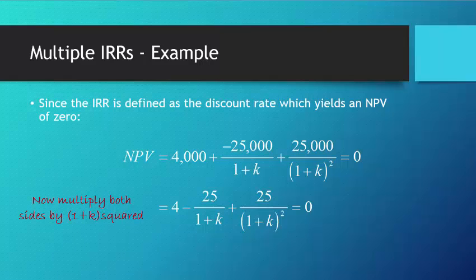Now, of course, on the right side, the equals 0 side, 1 plus k squared times 0 is still 0. But on the other side, I'm going to get 4 times 1 plus k squared minus 25 times 1 plus k, because the 1 plus k squared times that component is going to cancel one of the 1 plus k squareds, because the numerator has 1 plus k times 1 plus k, and so one of the 1 plus k's cancels out, and I get just the 25 times 1 plus k. I'm hoping that makes sense. Plus 25, because the 1 plus k squared divided by 1 plus k squared is just 1.